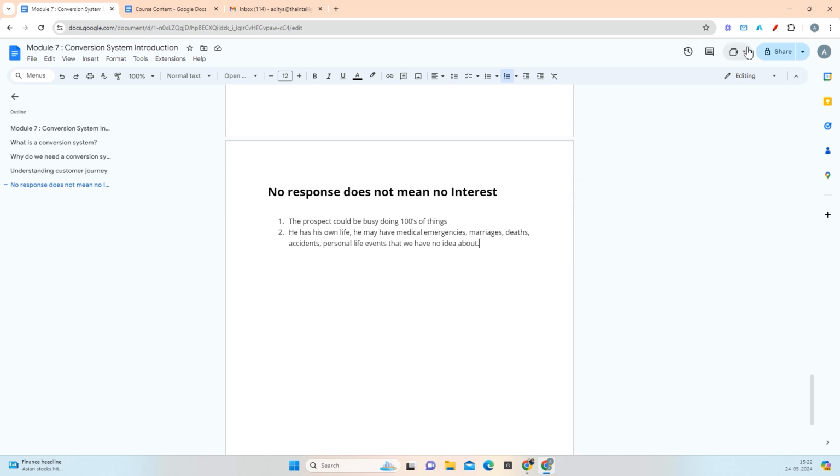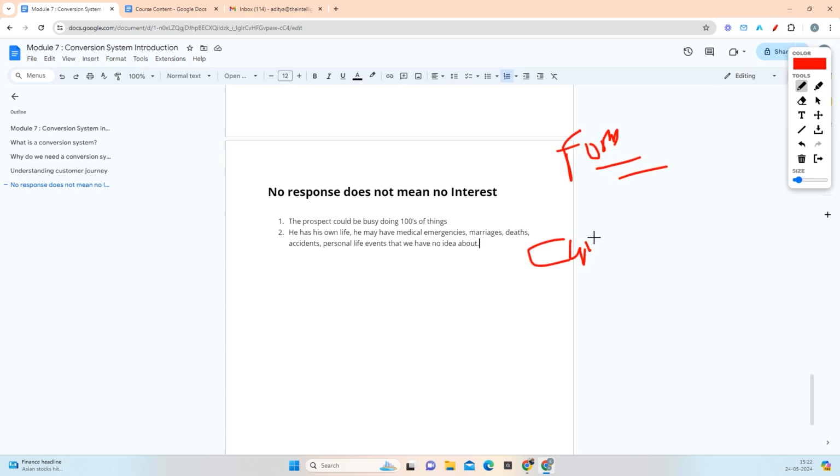Now what happens is, whenever someone submits the form and we call him and that person does not pick up the call, automatically we assume, "Hey, this online lead is of low quality, people don't pick up my phone. Hey, online lead is of no use, people don't pick up my call." See, that is never the case. Every person has his own life.